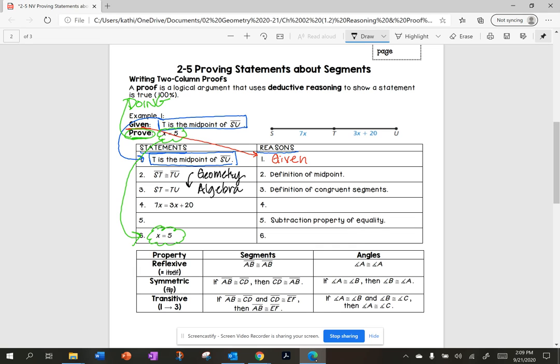Next, I'm going to take my information here. So these are my two congruent segments. And I'm going to substitute. So I'm going to substitute 7x for ST and 3x plus 20 for TU. So I'm doing substitution.